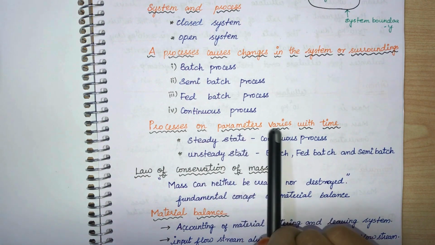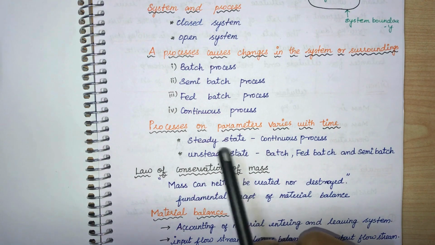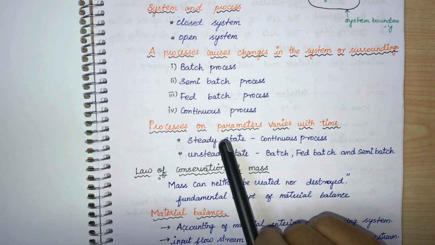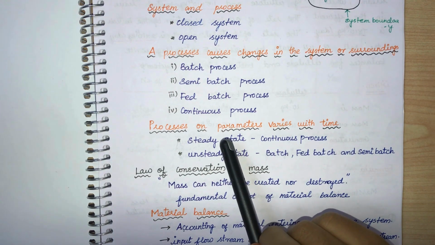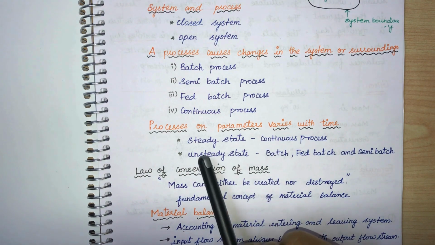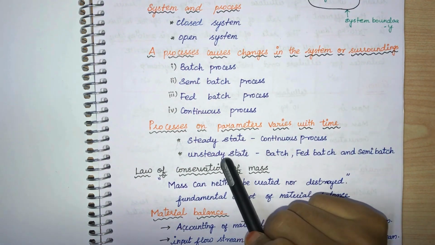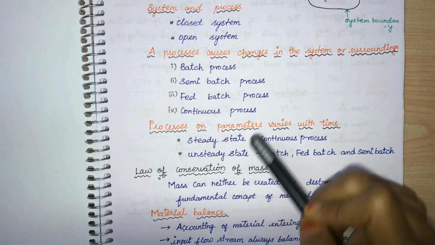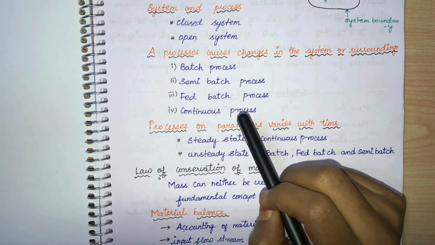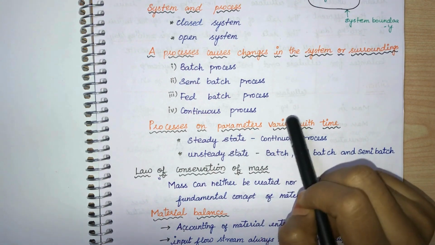Processes can also be classified based on whether parameters vary with time: steady state and unsteady state. Steady state is one in which the properties of the system, such as temperature, pressure, concentration, volume, mass and so on, don't change over time. An unsteady process is one in which the parameters change over time. Continuous process is a steady state process, whereas batch, fed batch and semi-batch are not.